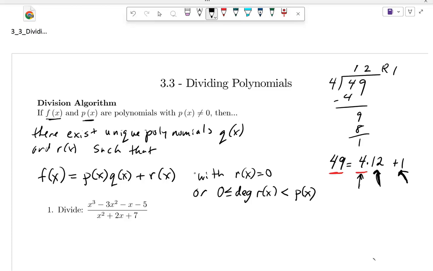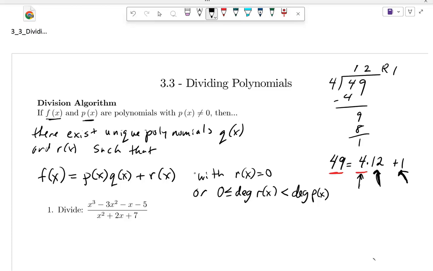Okay. If the remainder is 0, it just means it went in evenly. That's all the remainder being 0 would mean, just like it does for numbers. If it's not even, then I know, whoops, I forgot something. This is degree of p of x, sorry. If it doesn't go in evenly, I know when I'm done, when my highest power on the remainder is less than the highest power on what I'm dividing by. Okay? So I know that sounds confusing.